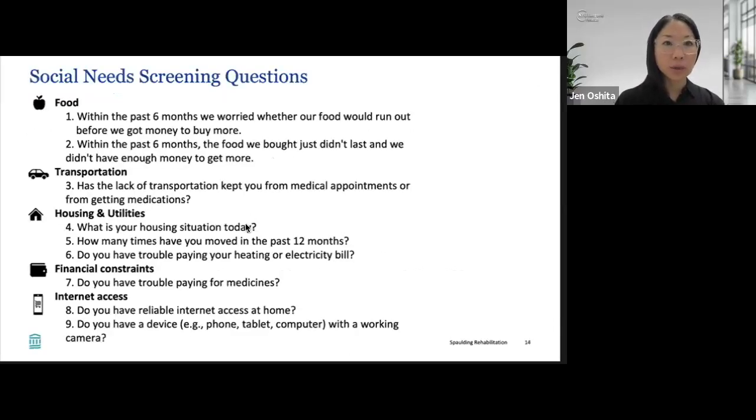These are the social needs screening questions being used at Spalding Rehab. They are an amalgam of the Accountable Health Communities social needs screening and the PREPARE. As you can see, they cover 5 areas of social needs. They are asked upon admission to the inpatient rehab facility, and case managers are assigned to be the primary screeners of this questionnaire.